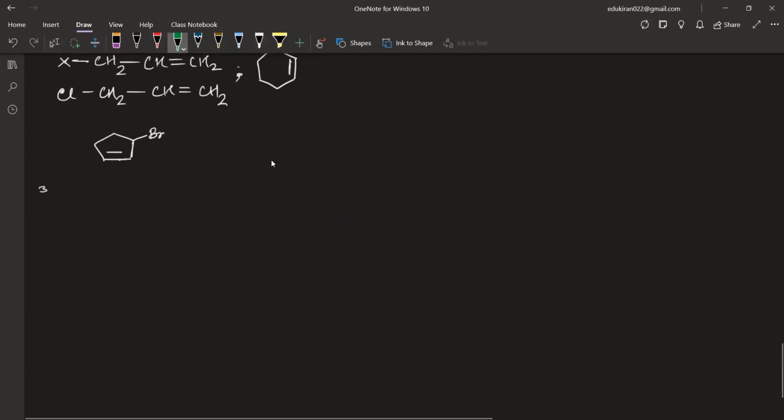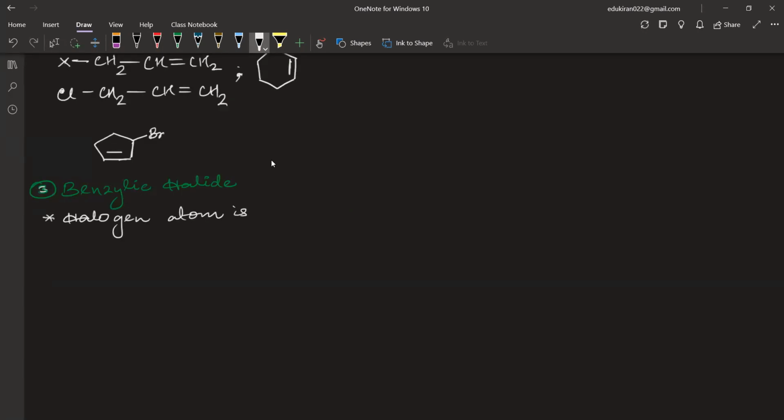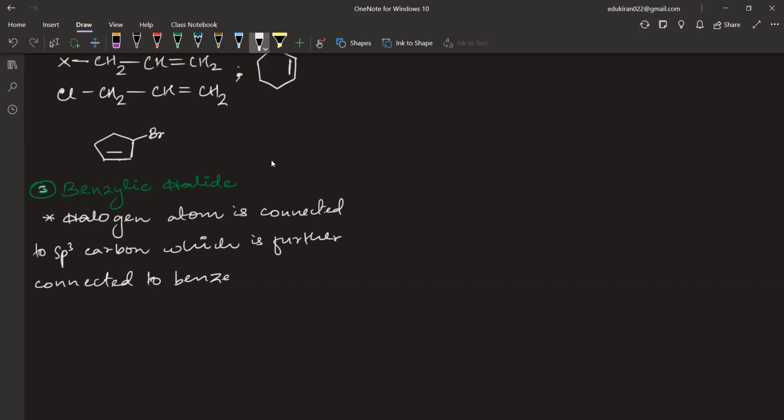And the third classification on sp3 carbon and halogen bond is benzylic halide. Okay. Now, in this, the halogen atom is connected to an sp3 carbon, which is further connected to a benzene ring.